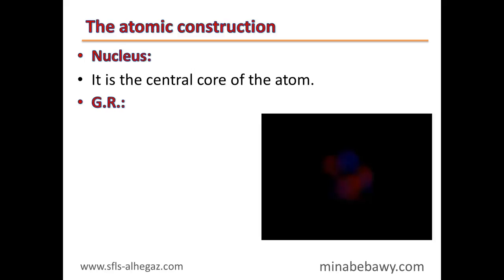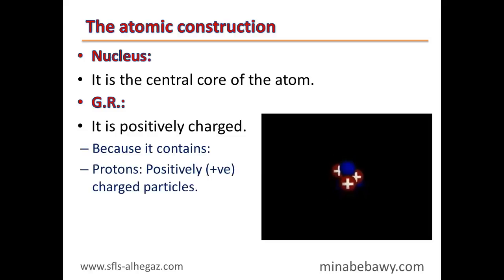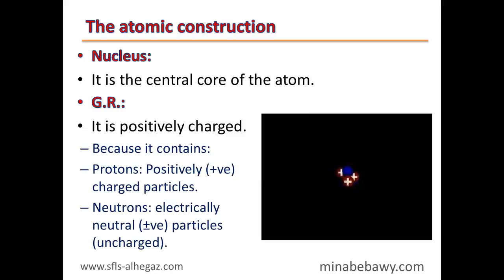And we have a very important give-reason question here. Atom contains a nucleus, and the nucleus is positively charged because it contains, number one, protons, which are positively charged particles, and neutrons, which are electrically neutral, uncharged, zero charged, or positive and negative at the same time. So they are neutral particles, or uncharged. So the charge of the nucleus is positive because it contains positive protons and neutral neutrons.